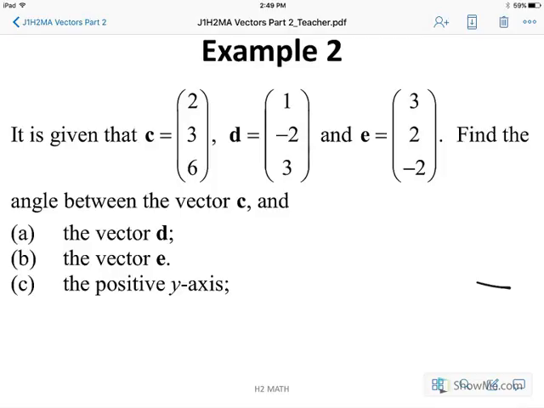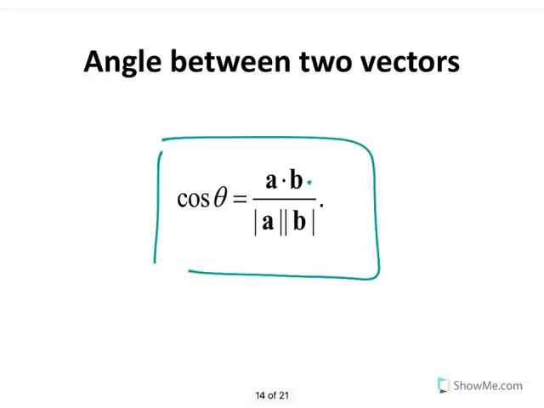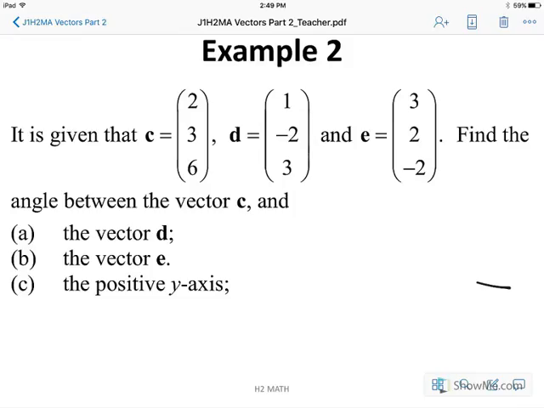Okay, so let's look at example 2. Quickly, you can try example 2 on your own, and with that you can see the answer at the back. But before that, do take some time, maybe about 10 minutes, to quickly try this example on your own before you find the answer.